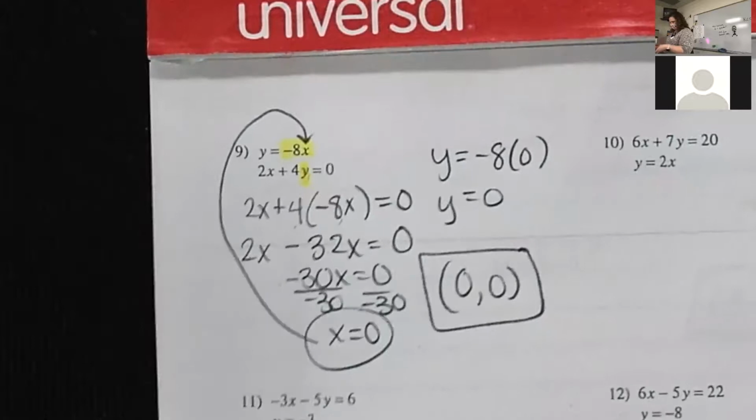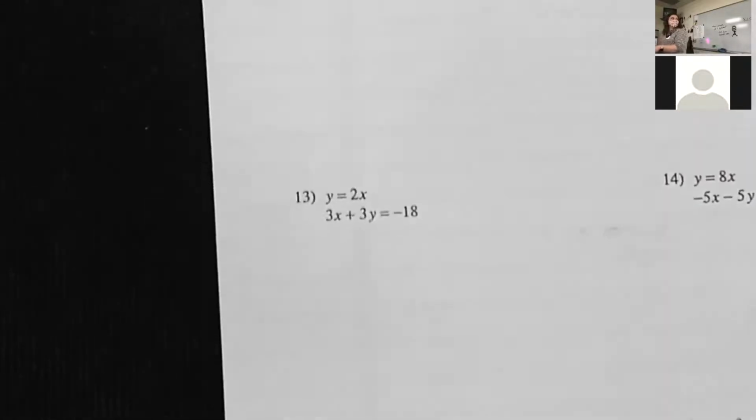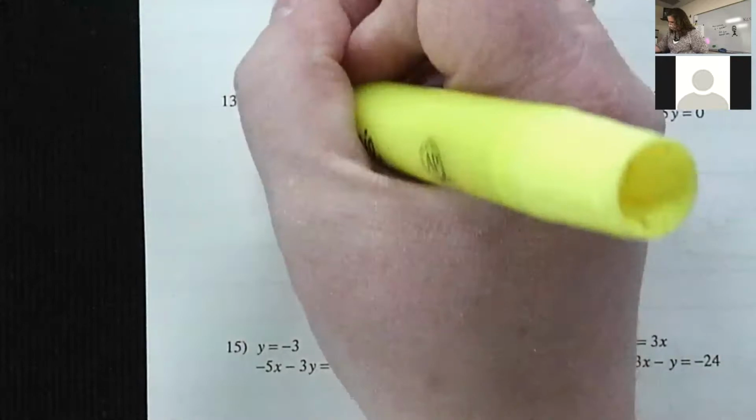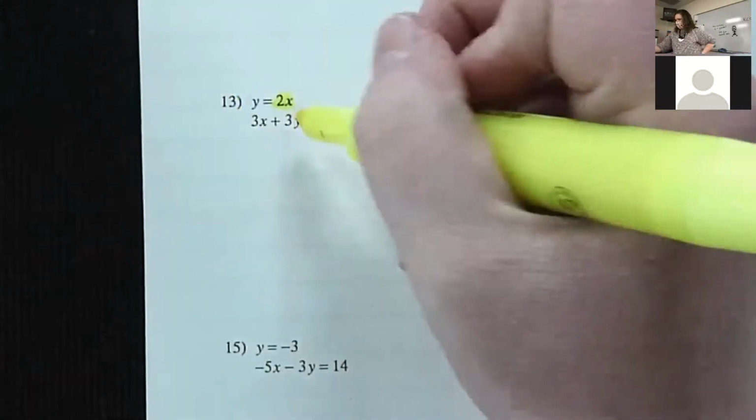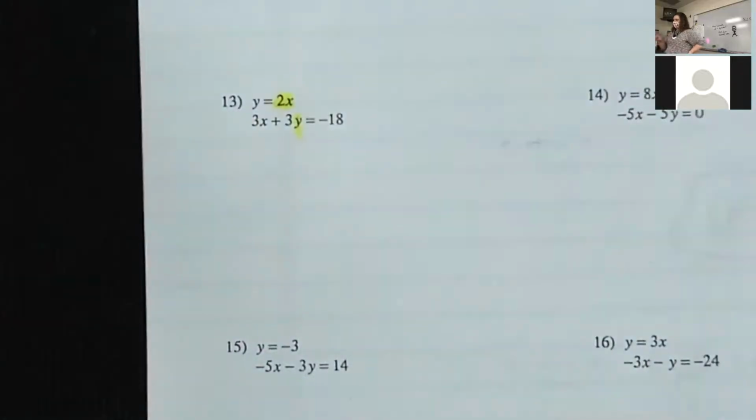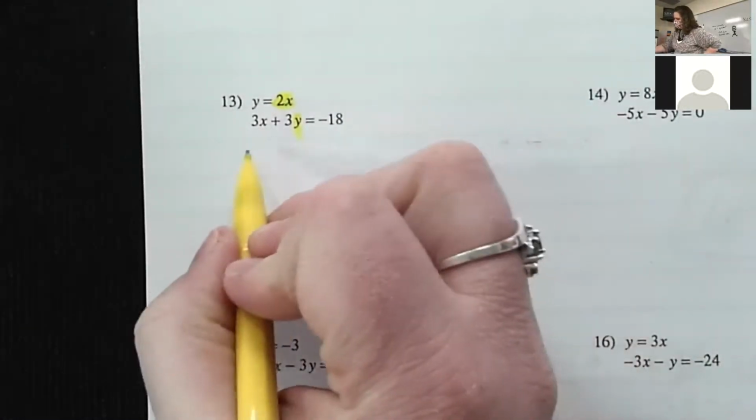Let's skip down to 13, and then I'll let you start working on your own. Which one should I highlight? The 2x. So wherever I see which letter in this one? The y, right? Because y is what it's solved for. That's a good thing to point out, because sometimes your x will be what it's solved for, and that's okay. So I'm going to plug in that 2x wherever I see a y.